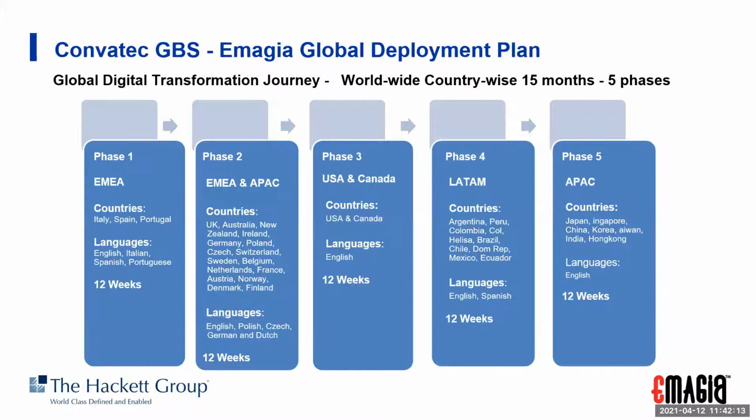So our plan was initially, the pilot phase was phase one with countries Italy, Spain, and Portugal. In phase two, we had a lot more countries and various languages: Czech, Polish, German, Dutch. And then our phase three was US and Canada. And then phase four is LATAM, which is currently in progress. And then the future phase, like Chris mentioned, is for Asia Pacific. So overall, a 15-month journey in five phases. Currently, we are in phase four.